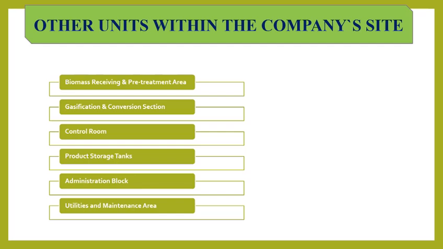Other units within the company site: you have the biomass receiving and pre-treatment area, the gasification and conversion section, control room, product storage tanks, administration block, utility and maintenance area.